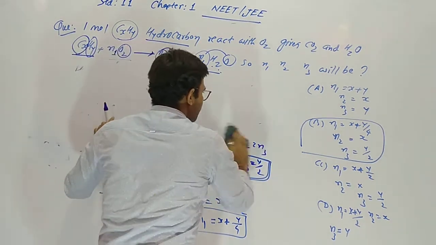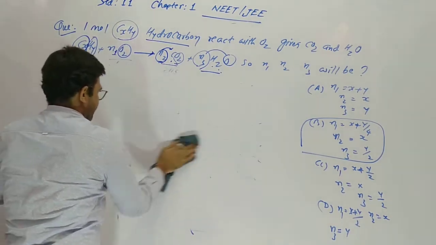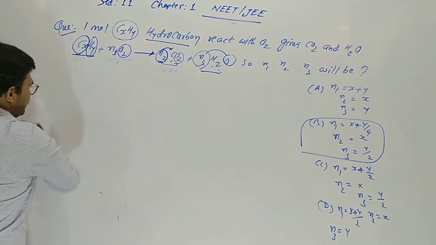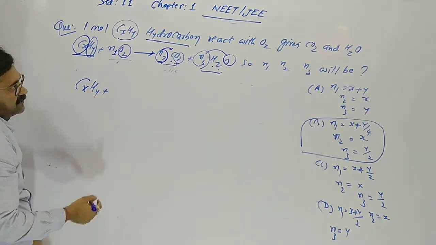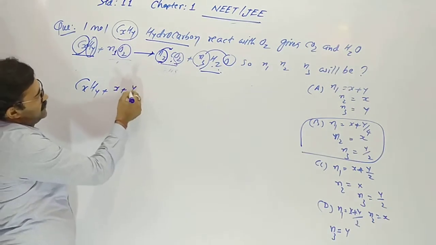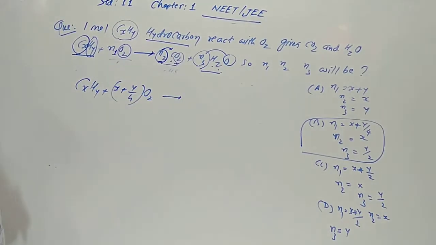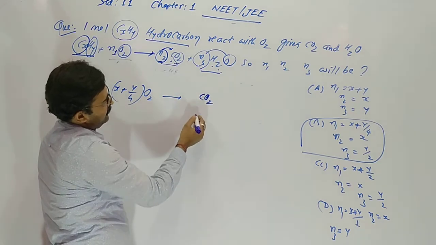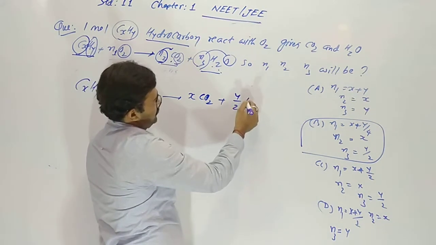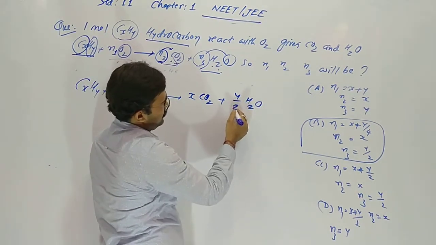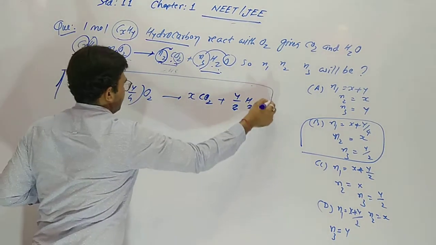But remember, whenever any hydrocarbon burns with oxygen, the consumed oxygen will be X plus Y by 4 mole of O2, the carbon dioxide produced will be X mole of CO2, and the water produced will be Y by 2 mole. Yes, this is our trick to remember.